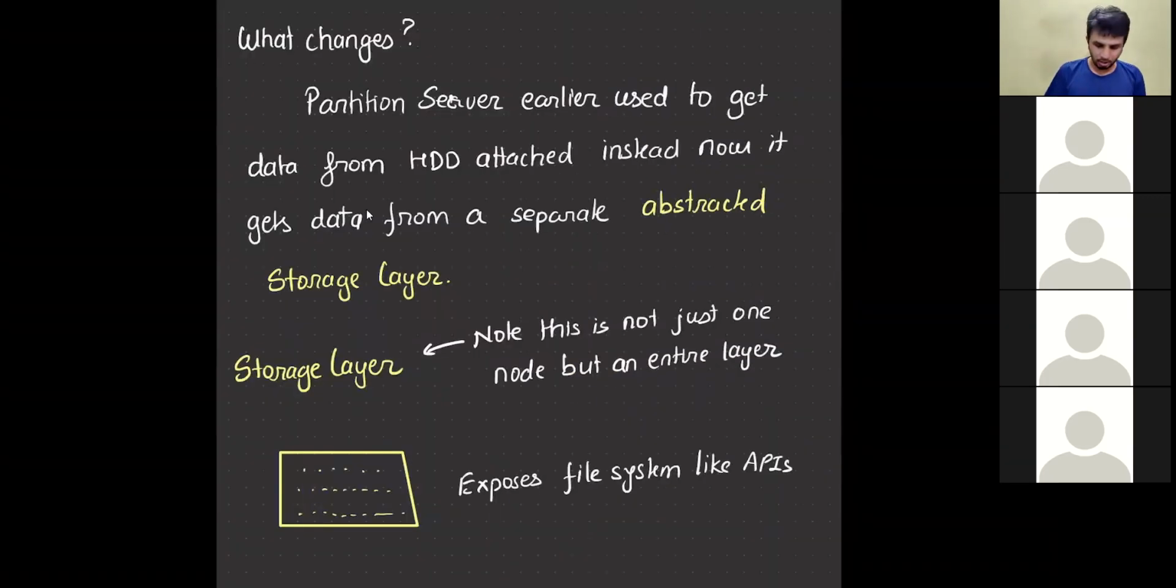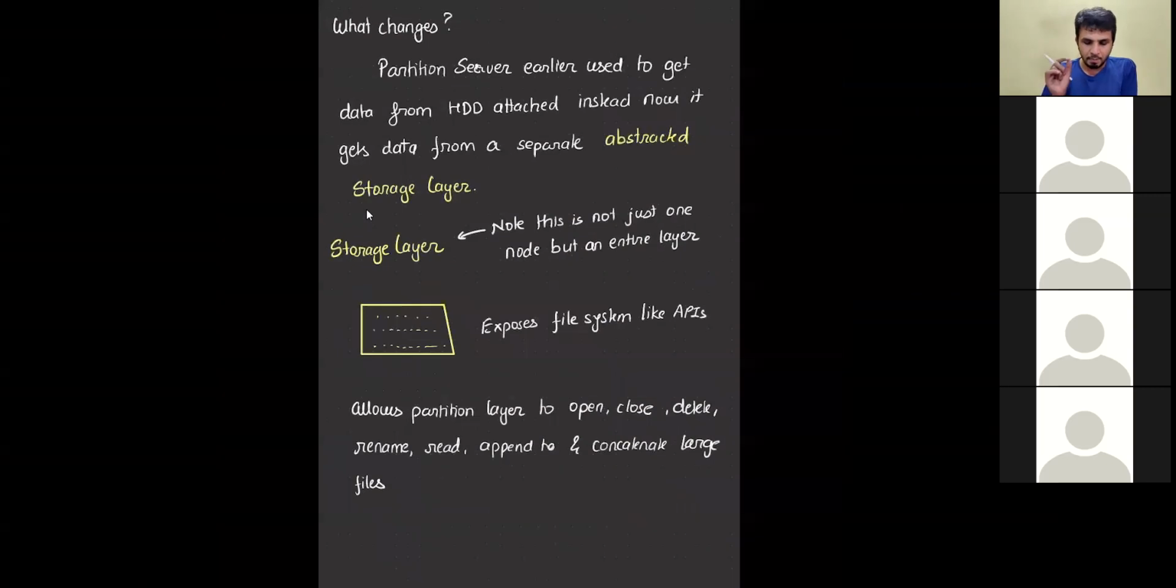Now what would change? What we did is, the partition server earlier used to get data from the hard disk attached. Now it gets data from a separate abstracted storage layer. Right. Now what we talk about is this storage layer, exactly what happens behind the scenes. So partition server means we split the server and storage node. Now what exactly is this storage?